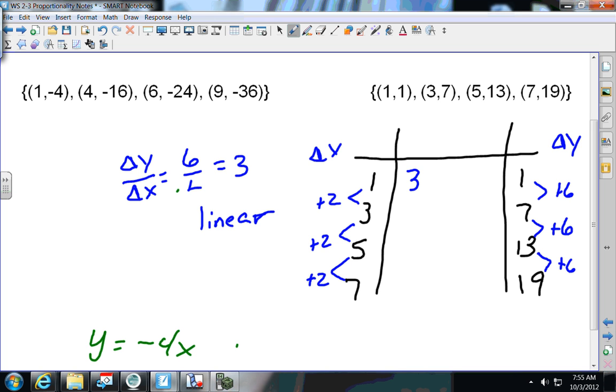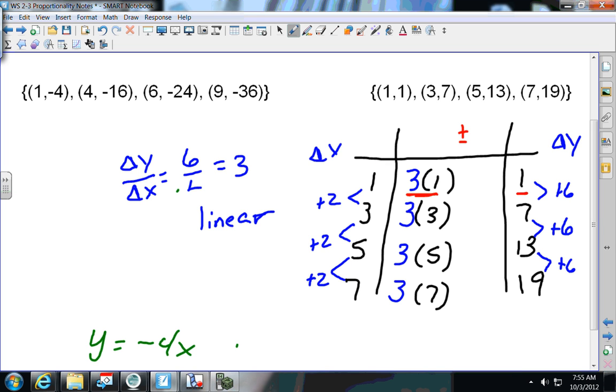So I'm going to put 3 all the way down that first column, times the variable. Well, 3 times 1 is 3. What do you have to add or subtract to 3 to get to 1? You have to subtract 2.